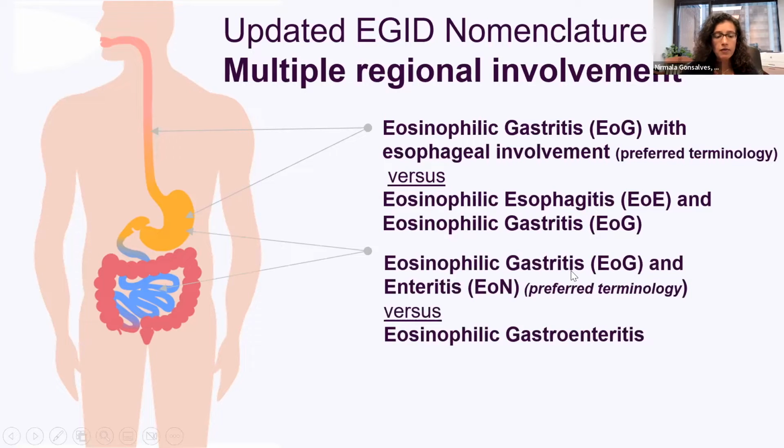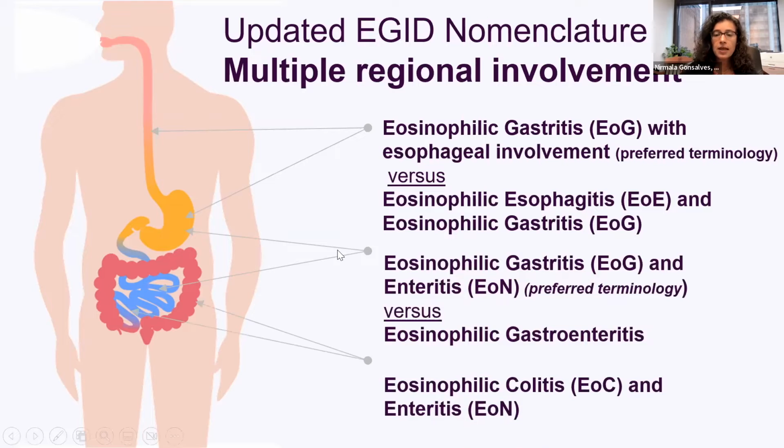If you have involvement in the stomach and the small intestine, the preferred terminology is eosinophilic gastritis and enteritis. However, you can use the term eosinophilic gastroenteritis if you are using it to involve both the stomach and the intestine. And if you have combination intestine and colon, it will be eosinophilic colitis and enteritis.